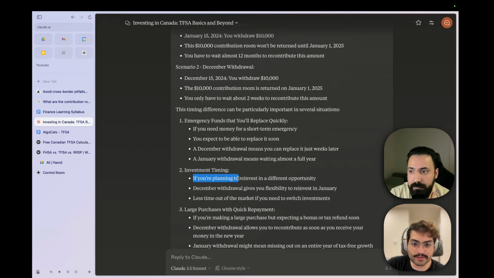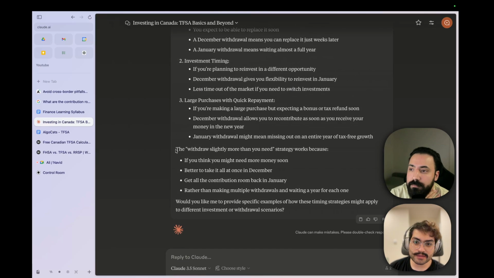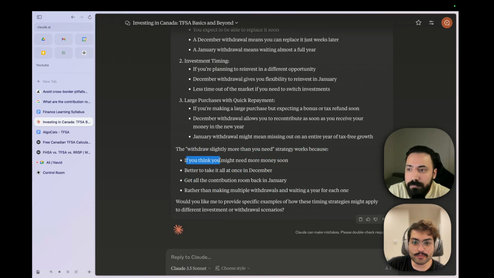Investment timing: if you're planning to reinvest in a different opportunity, a December withdrawal gives you flexibility to reinvest in January, with less time out of the market. The strategy of withdrawing more than you need works because if you think you might need more money soon, it's better to take it all at once in December and get all the contribution room back in January, rather than making multiple withdrawals and waiting a year for each.